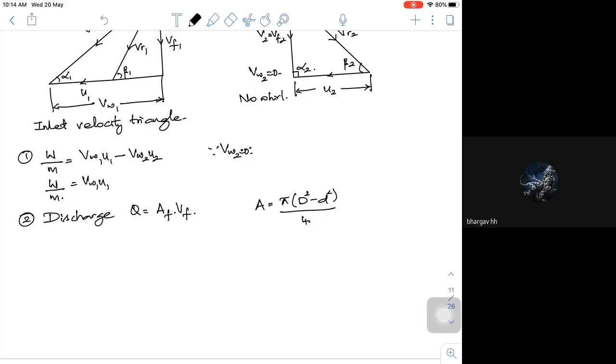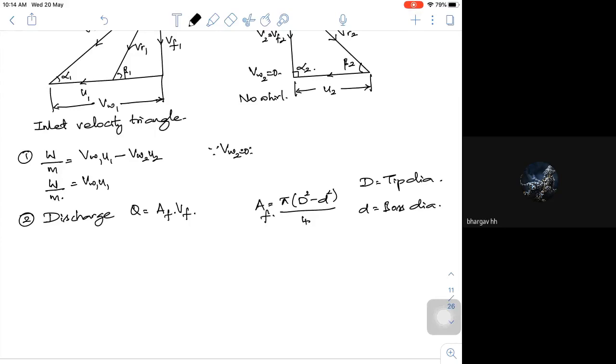What is this D? Capital D is equal to the tip diameter or outer diameter, and small d is your boss diameter or hub diameter. Capital D is the tip diameter or your outer diameter. Small d is equal to the boss diameter or hub diameter or inner diameter. Use this to calculate your area of the flow.